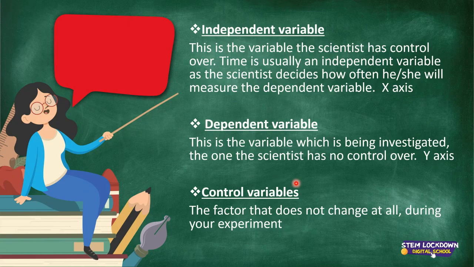Then we have what we call the control variable. This factor doesn't change, okay? It doesn't change at all during the experiment. It's something that is kept constant. I hope we're following. Okay, so remember we have what we call the independent variable, the dependent variable, and your controls.